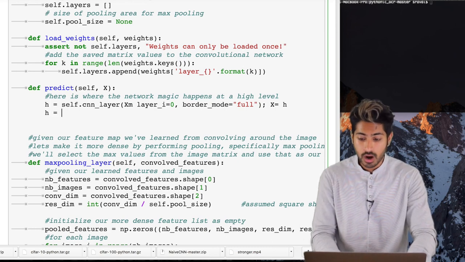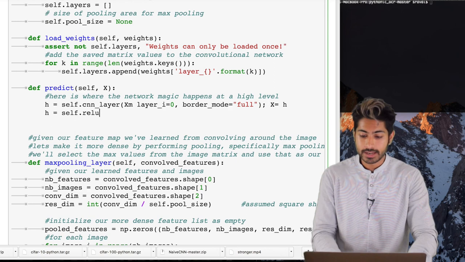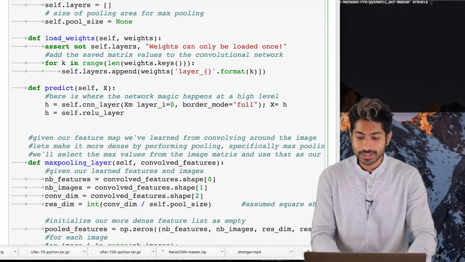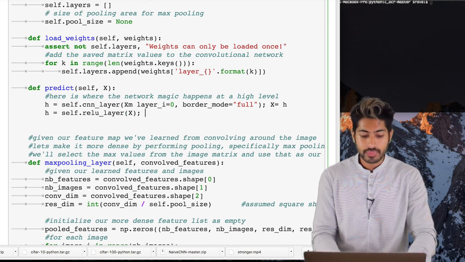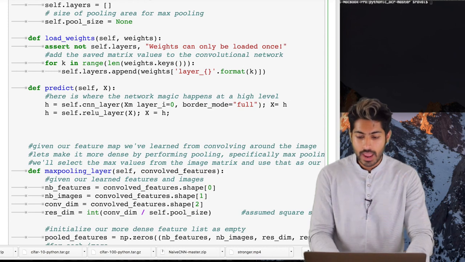Okay, so that's our first layer. And then our next layer is going to be ReLU. So we'll say, okay, now let's apply an activation to the output of the previous layer, and then we'll set it equal to that. Okay, so we'll set the output from the previous layer equal to the input of this layer. And then we keep going.